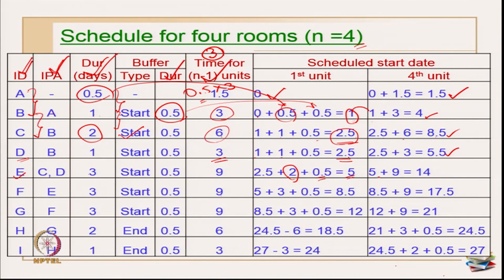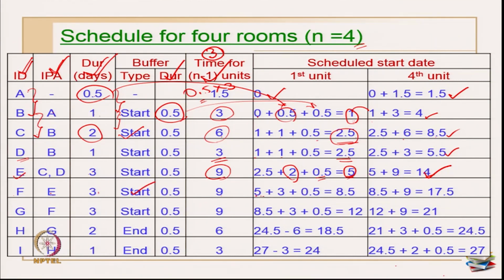Okay. Now, here what happens? This is 5 and the duration taken for n minus 1 units is 9. So, 5 plus 9 becomes 14 here. Okay, so this is done. Now activity F, it has an IPA with E, so I have to compare activity E and F only. Both are having the same duration, so again start or end buffers both will have the same results here. So I am going to introduce the default start buffer here.